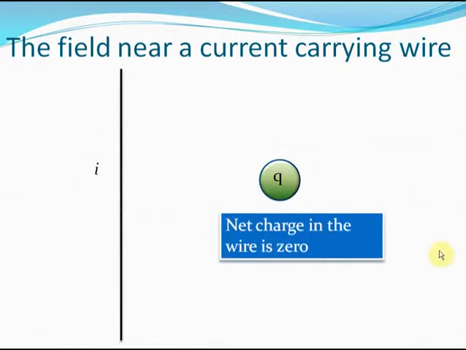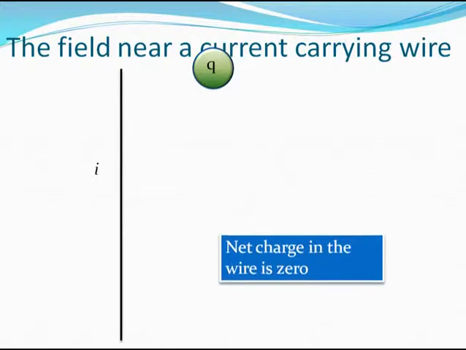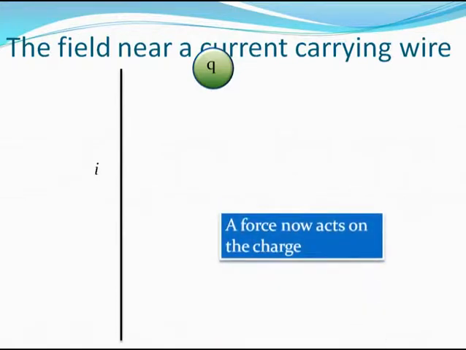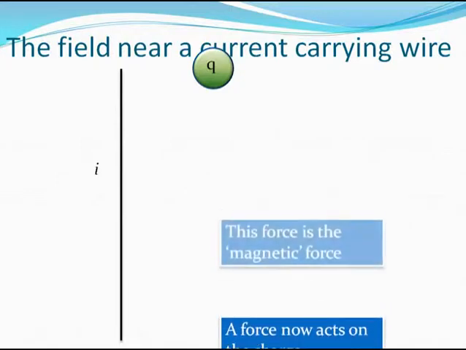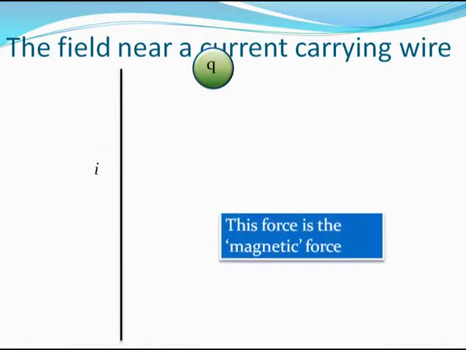Therefore, since the net charge in the wire is 0 and the net electric field due to the wire is 0, a stationary charge placed near a current carrying wire will experience no force acting on it. However, a fascinating thing is observed when we move the charge and give it some velocity. You see, when the charge moves in the presence of a current carrying wire, we see that a force acts on it. This force is actually called the magnetic force.